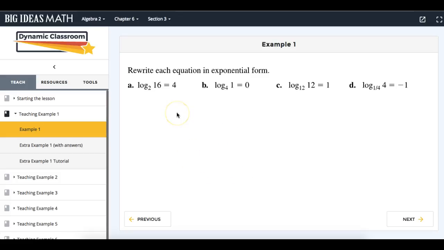So let's do a few of these. The first one we want to do here is log base 2 of 16 equals 4. Now remember, our base here is 2.